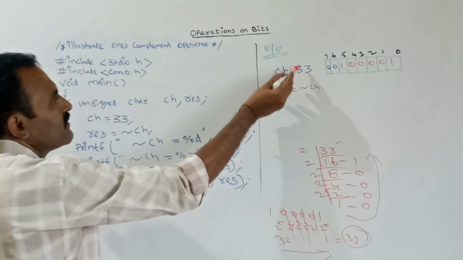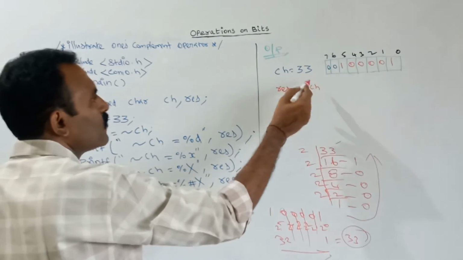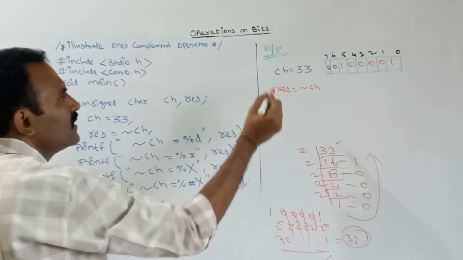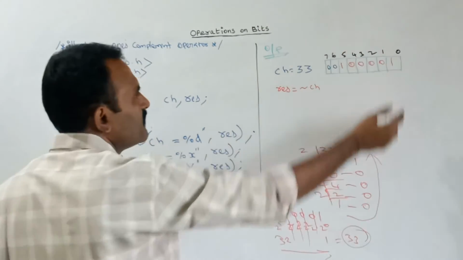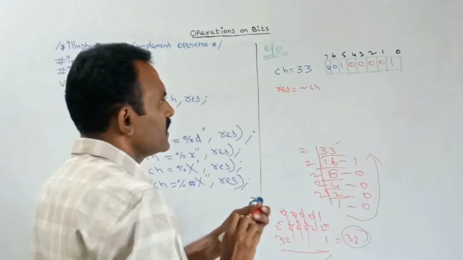So this CH value will be inverted, and that 1's complement value will be stored to RES. So you invert this number. What is this number here? Invert means just the opposite of the given number.